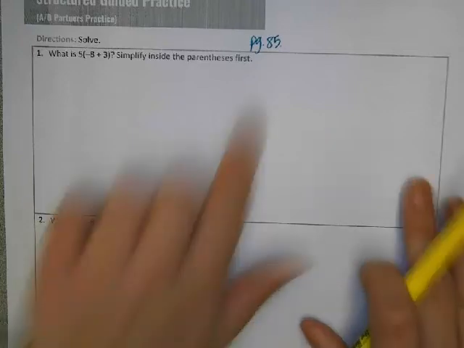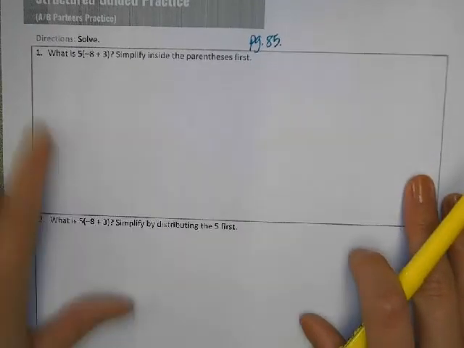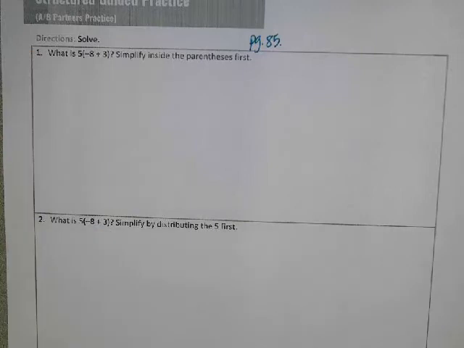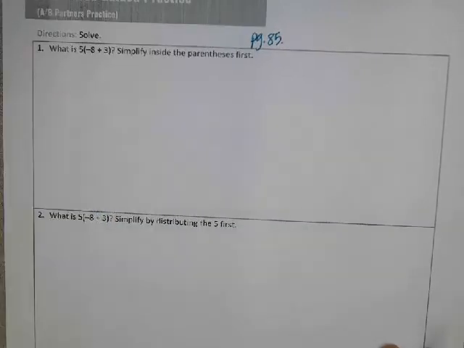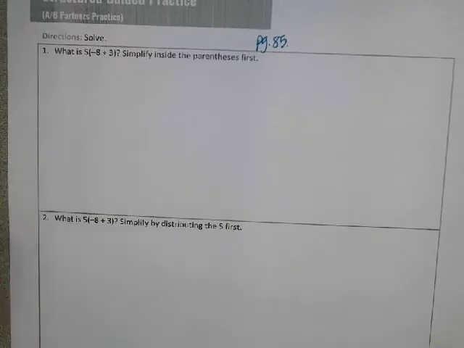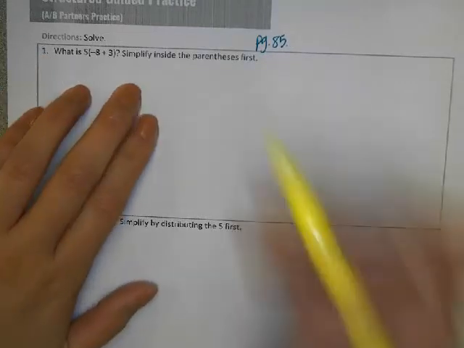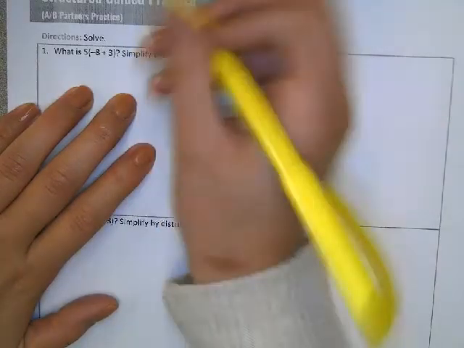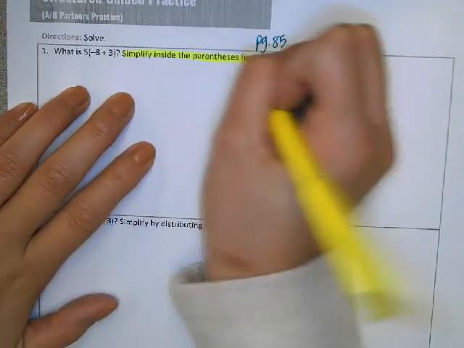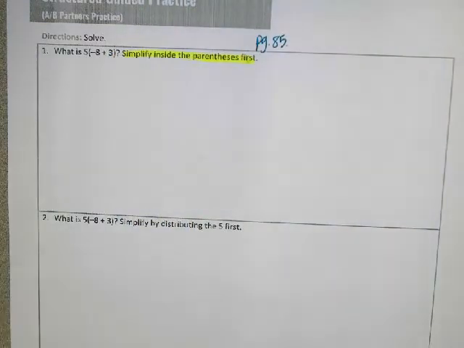Okay, so now you should be on page 85, and we're going to be looking at number 1 first. And it kind of already tells us how we are going to solve it. It actually tells us our first step. So it says, what is 5 times negative 8 plus 3? And it tells me to simplify inside the parentheses first. So that's going to be actually my first step.